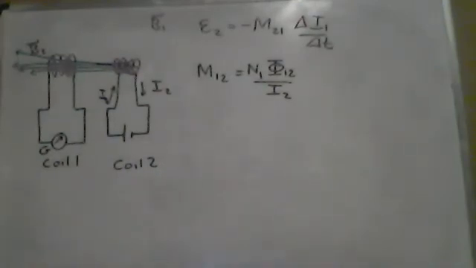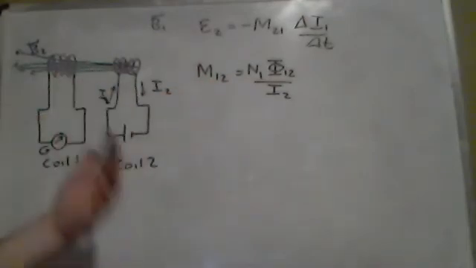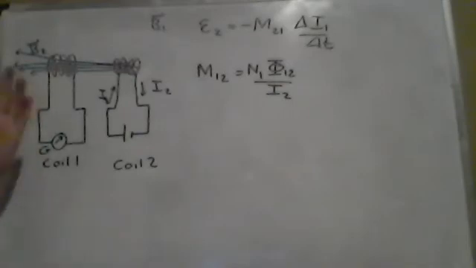What would I do then? I would then cross multiply. Again, this is a new mutual inductance. This is not M21. This is M12. This is an inductance that's basically in coil 1 due to the current in the magnetic field B2 coming from coil 2.